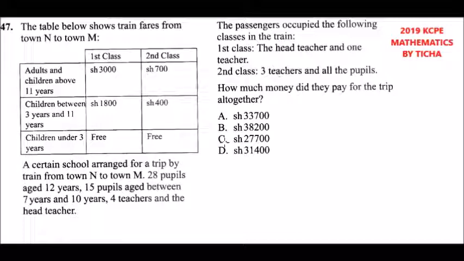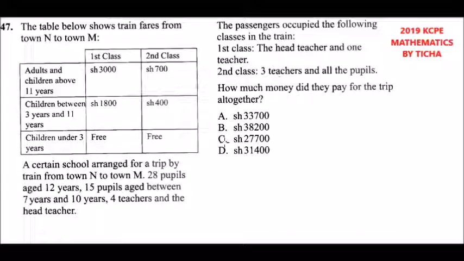So a certain school arranged for a trip by train from town N to town M. 28 pupils aged 12 years, 15 pupils aged between 7 and 10 years, 4 teachers and the head teacher. The passengers occupied the following classes in the train. First class, head teacher and 1 teacher. Second class, 3 teachers and all the pupils.